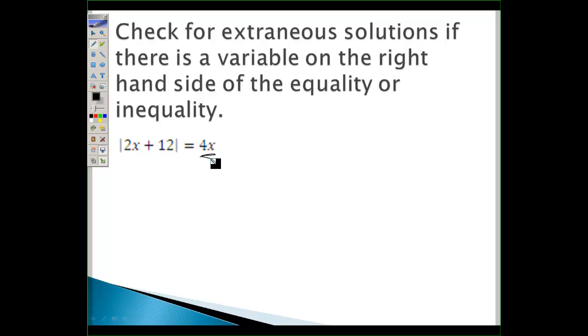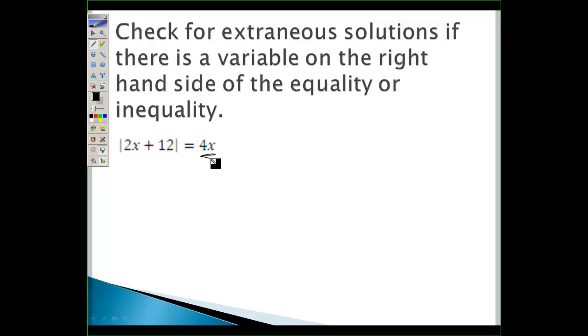This guy over here, there's a variable on the other side of the equality, not inside the absolute value sign. And what that means is that we're going to get a solution that, when you plug it back in, doesn't really make a true statement. So you have to be careful whenever you see that variable on the right-hand side of the equation. You need to be careful and plug in your solutions and make sure they work out.